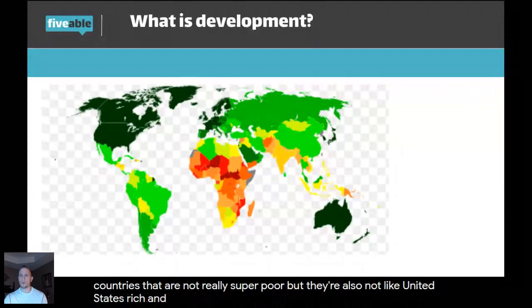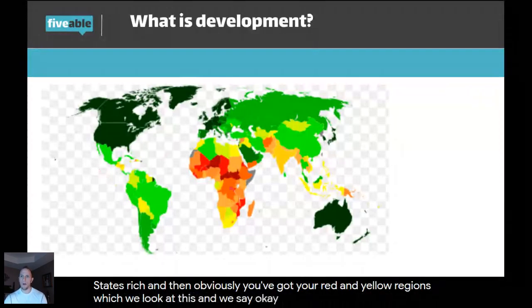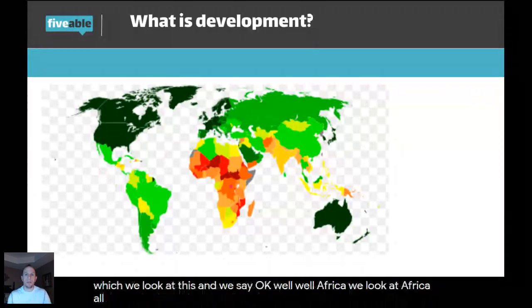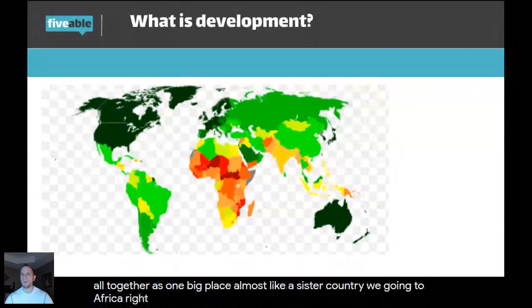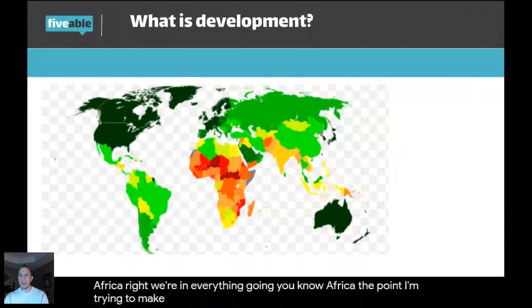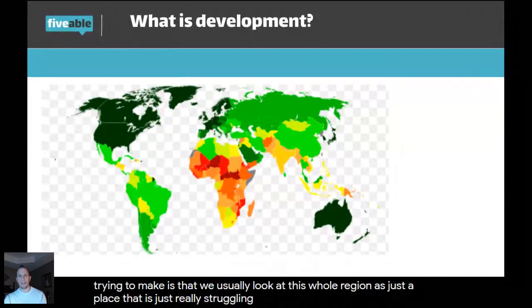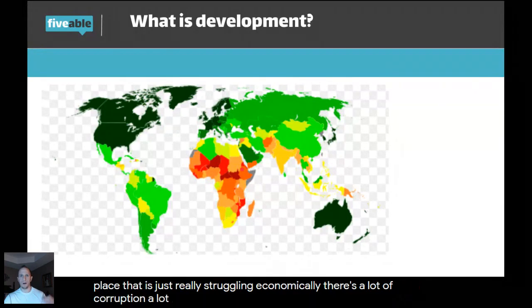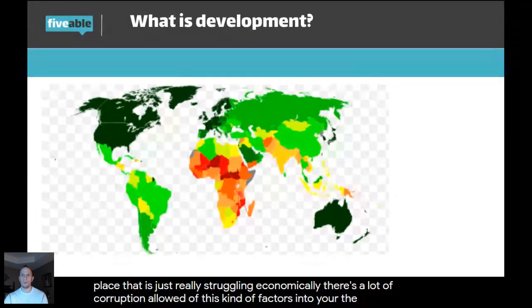And then obviously you've got your red and yellow regions, which we look at this and we say, okay, well, Africa. We lump Africa all together as one big place, almost like this is a country. We're going to Africa, right? The point I'm trying to make is that we usually look at this whole region as just a place that is just really struggling economically. There's a lot of corruption, a lot of ethnic conflicts and things like this. All of this kind of factors into the development levels that you're looking at.